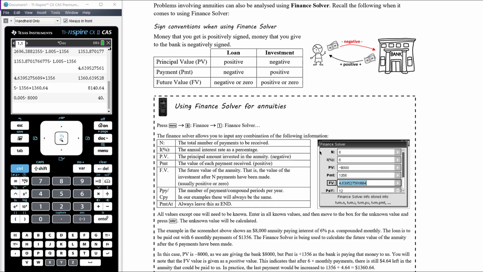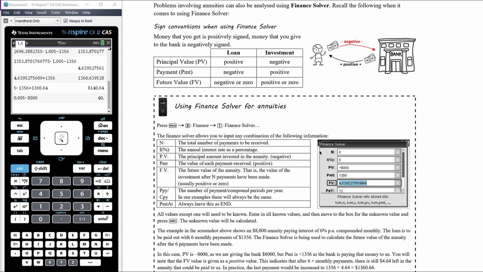Later on, when we look at investments where we might make deposits into the investment, it's possible to have investments where the payment amount is also negative because you're also paying those into the bank. But for these particular annuities, we're withdrawing the money, so it would be positive.